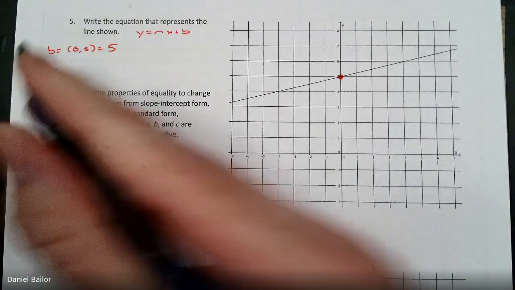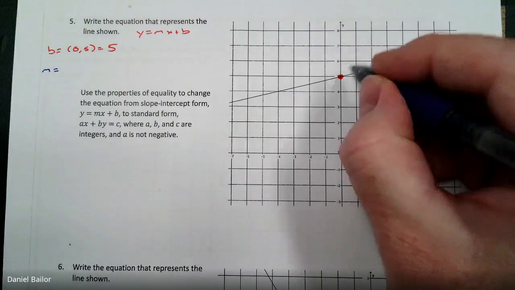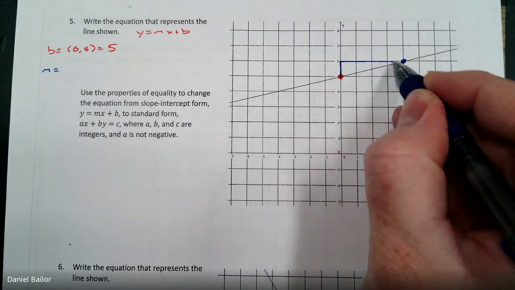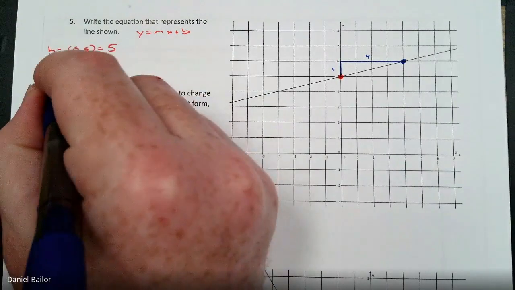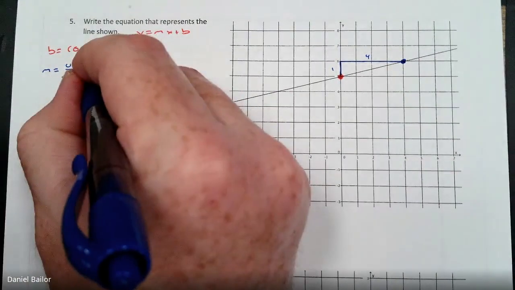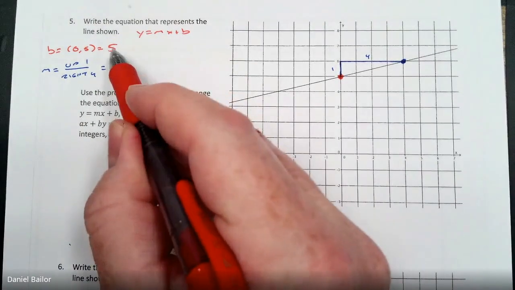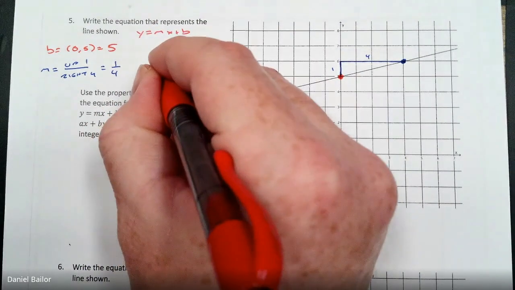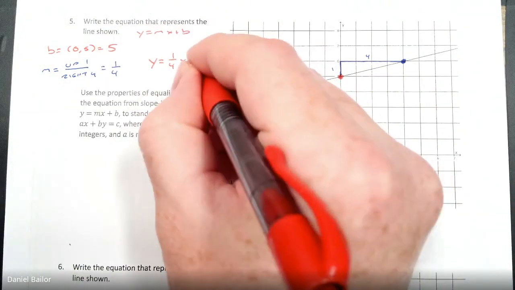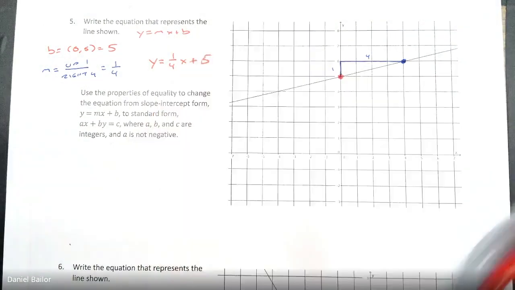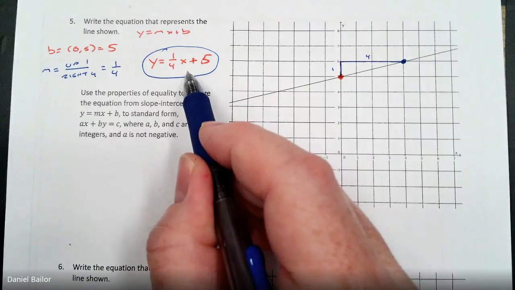For the slope, we need to find another intersection. So it's right here. That's another intersection. How did we get there? Well, it looks like we went up 1 and right 4. And because slope is up divided by right, we went up 1, right 4, so the slope is 1/4. Step 1, intercept. Step 2, slope. Step 3, substitute. Y equals m, 1/4, x plus b, 5. And that is this line in slope-intercept form, that equation.